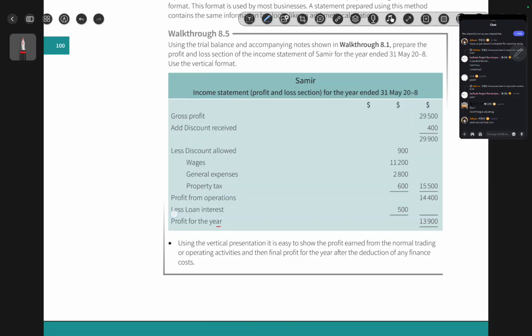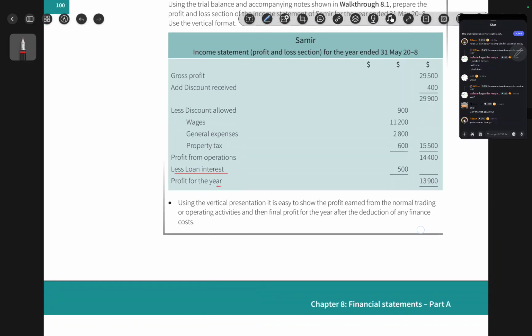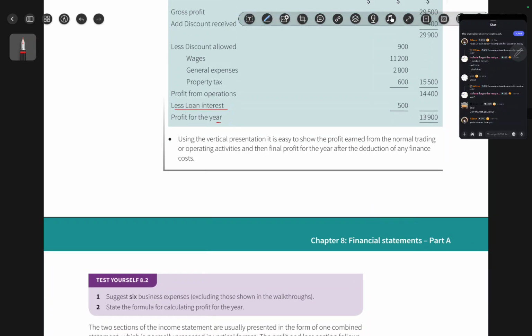Now they wrote profit from operations, and then they wrote it separately, and then they wrote less loan interest, and then profit for the year. You don't need to do this, but it'll just impress the examiner if you do it. So your interest comes after profit from operations, and your profit for the year is the last thing. Nothing's after that, at least in IGCSE.